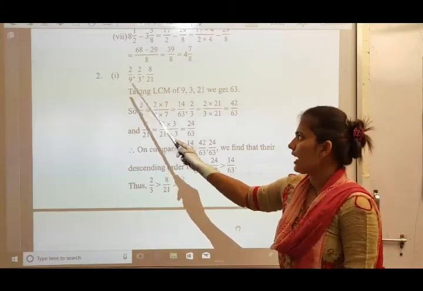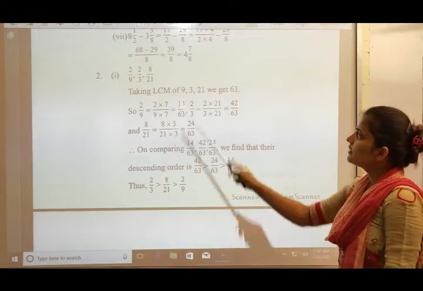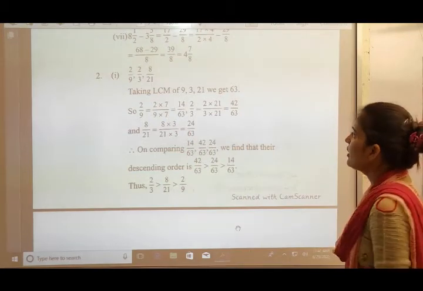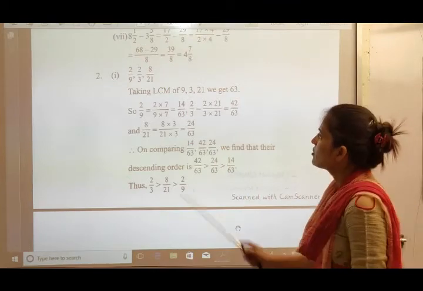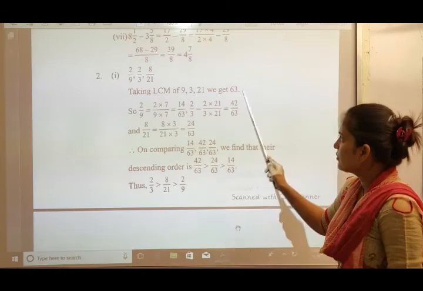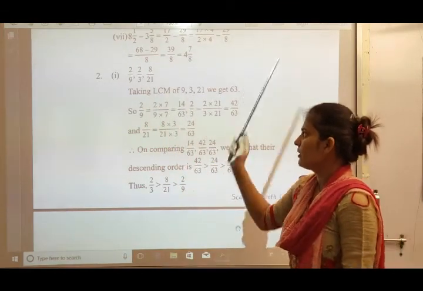The LCM of 9, 3 and 21. What will be the LCM of 9, 3 and 21? We have to do the LCM. You know how to do it. So you will get the answer as 63. So after that, what do we have to do? 9 we have to multiply by 7 to get 63. 3 we have to multiply by 21 and 21 we have to multiply by 3.